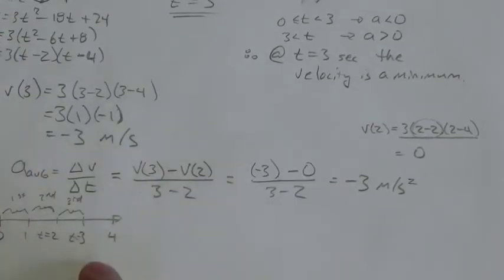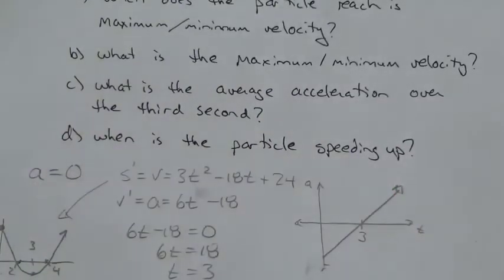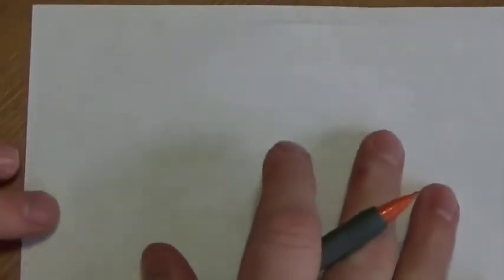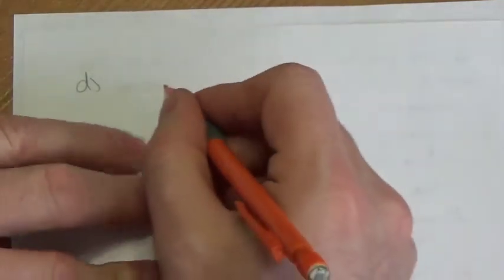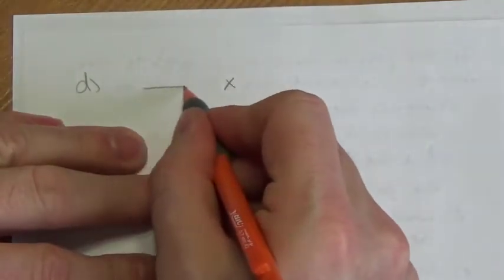Now, the last question that we're going to ask here is, when is the particle speeding up? That requires a little bit of a lead-in explanation to talk about that. So here's D here. Here's the origin. Let's draw this out.